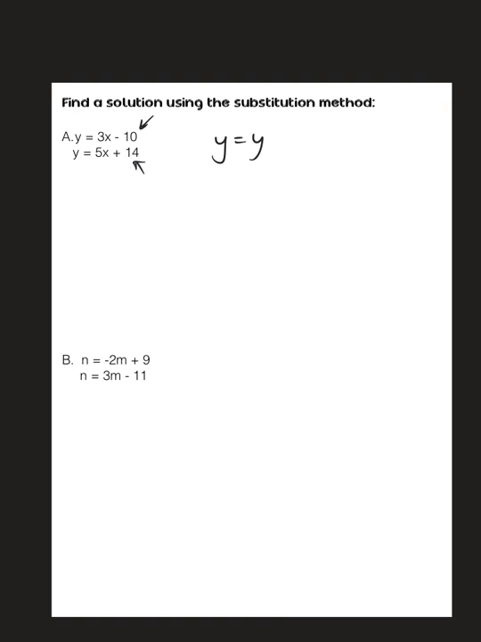For instance, you probably would agree with me that y is equal to y. Well, we have y is equal to this, 3x minus 10. So we're going to substitute that in for this y. And we have y is equal to 5x plus 14. So we're going to substitute that in for this y. So we would have 3x minus 10 equals 5x plus 14.